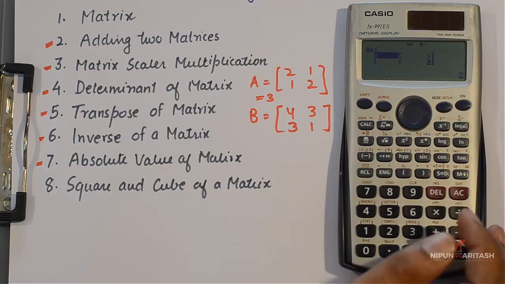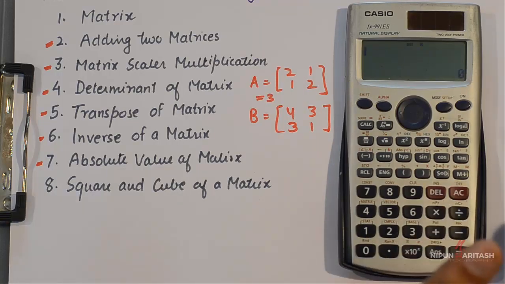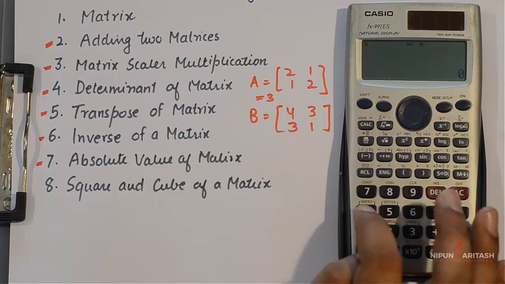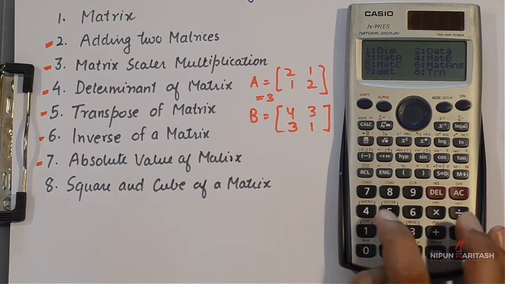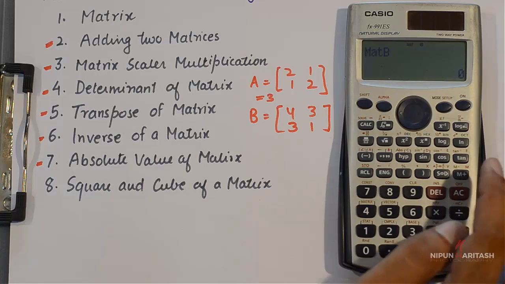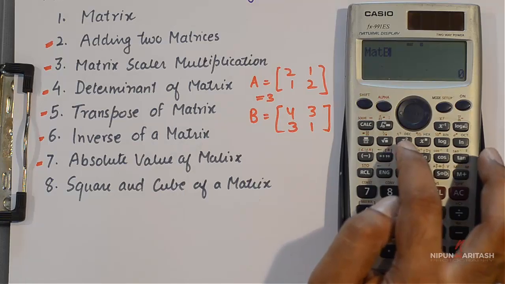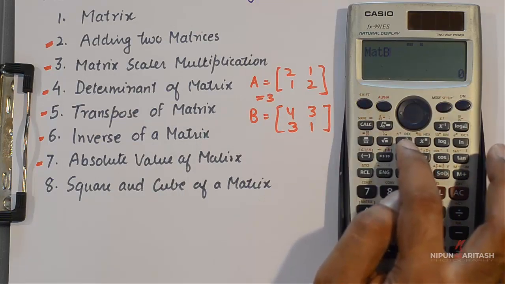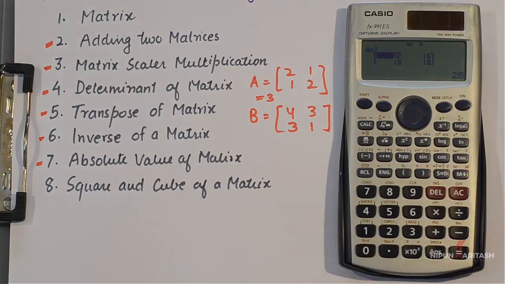And finally, finding the square and cubes of a matrix, which is as simple as the other options. You can go to matrix options and select any matrix, and in order to find the square or cube of a matrix, you can simply press x square or shift x square to find the cube. So this is the square of matrix B.